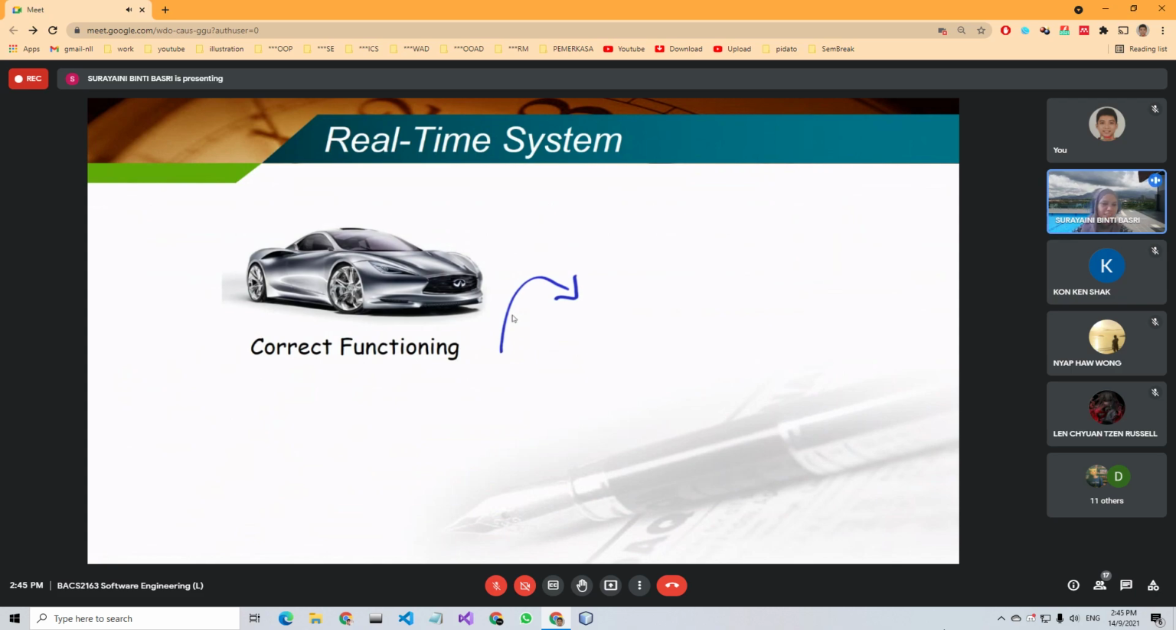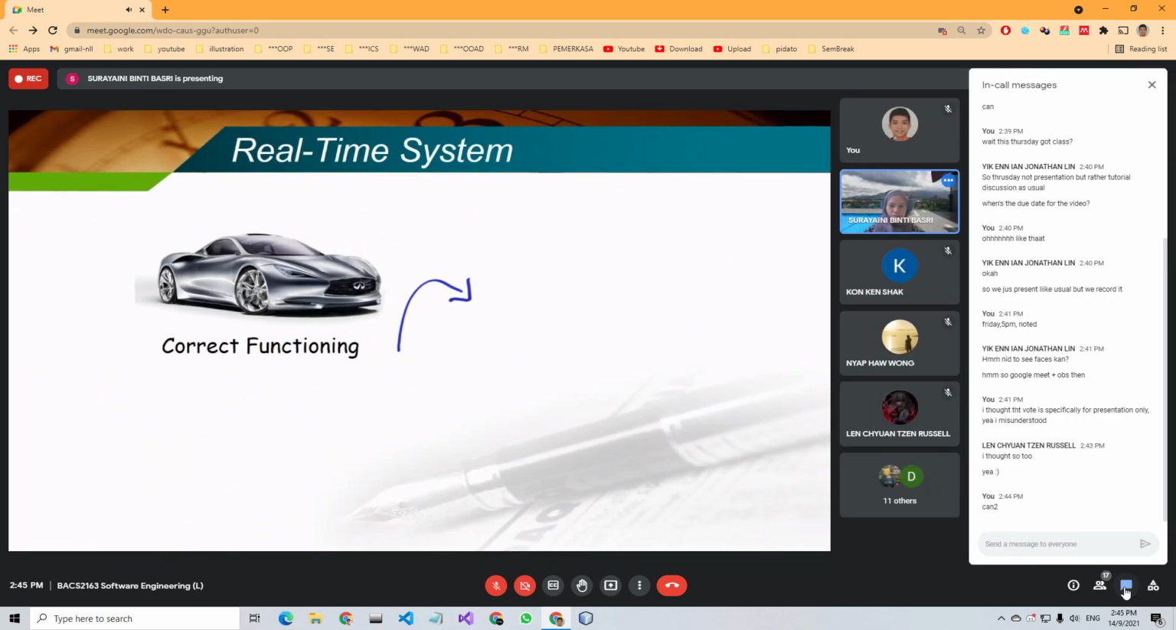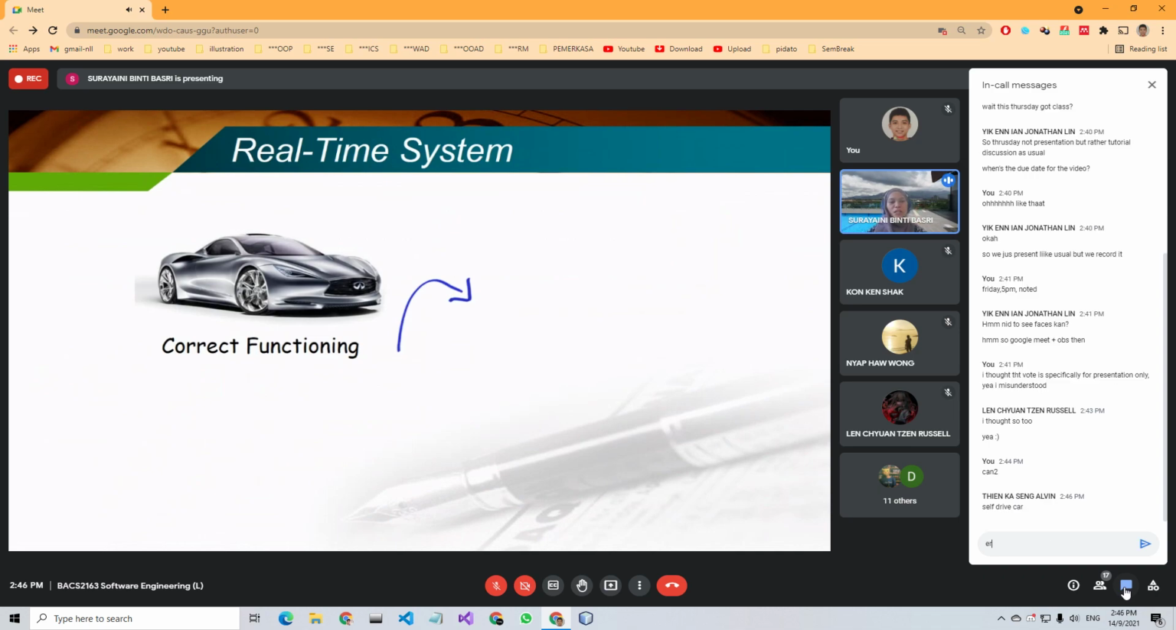So what is actually a real-time system? Before we proceed, I want to know what you imagine or understand about real-time systems. May I get feedback from any 2 or 3 of you? What do you think about real-time systems? How are they different from the current or normal, common software systems?